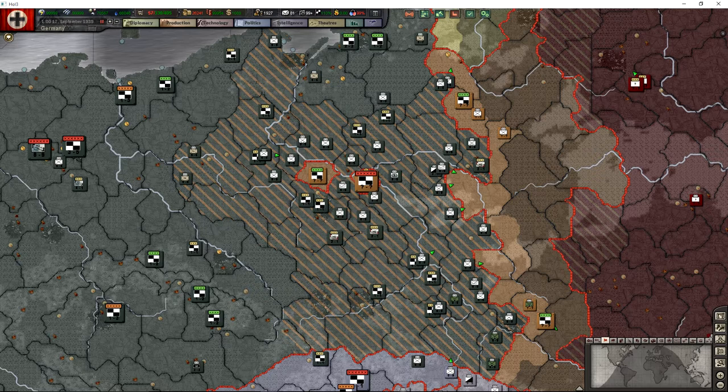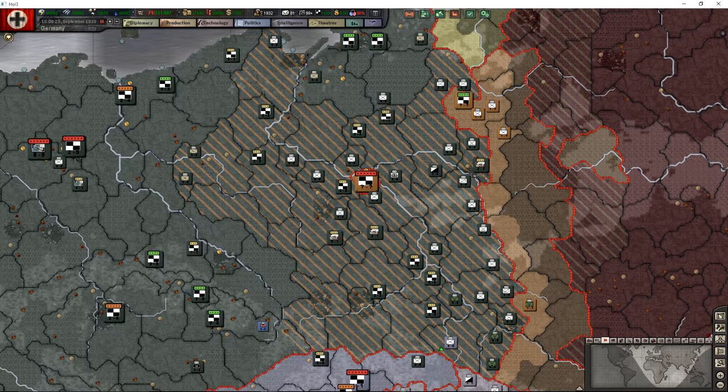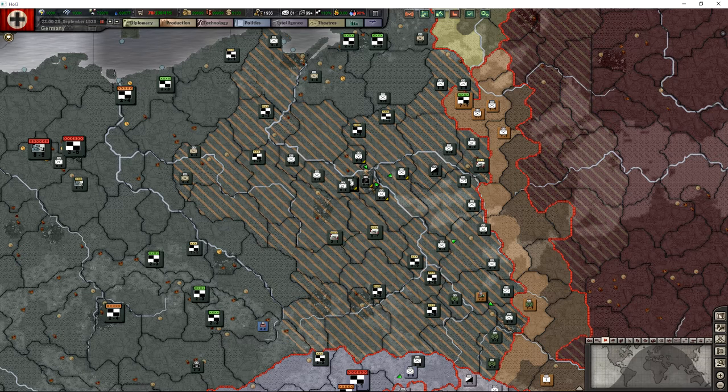After having cleared the Bzura pocket, the Germans completely surrounded Warsaw on September 22nd. After having been pounded from the ground and from the air, the Polish capital surrendered to the invaders on September the 27th. 2 days later, the remnants of the Modlin army also capitulated, and by October the 6th, the last pocket of resistance around Kock was wiped out.